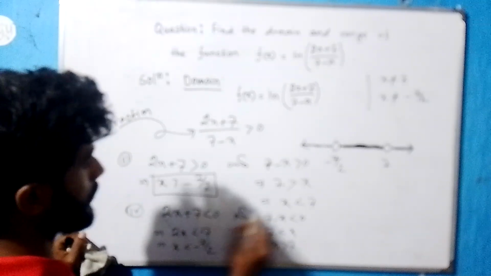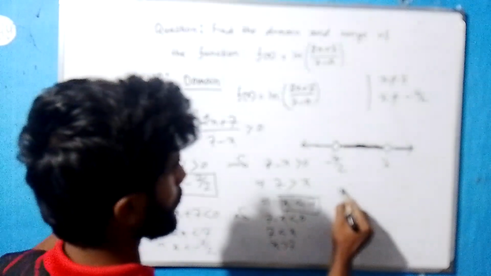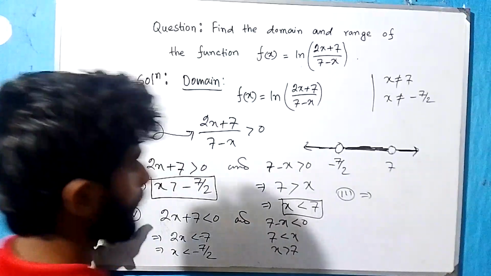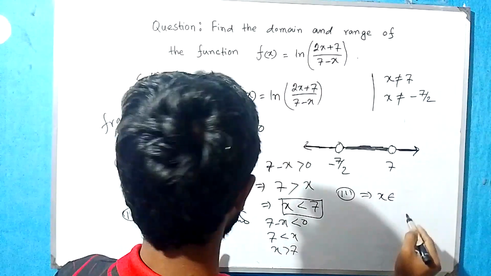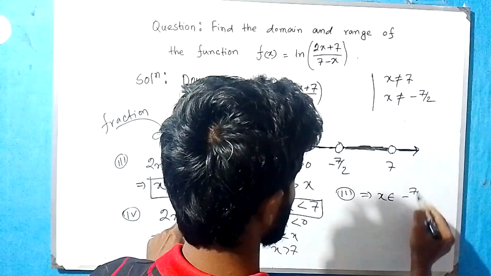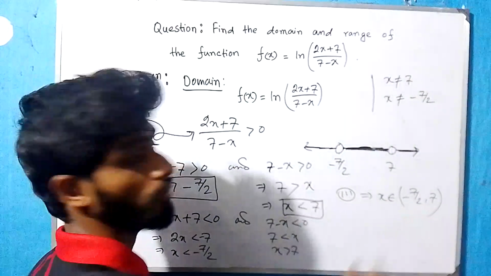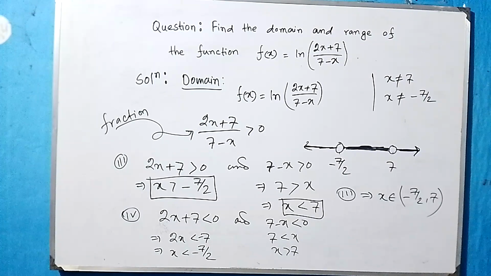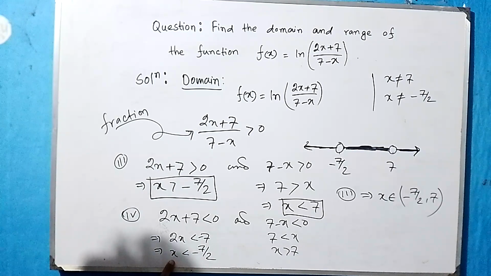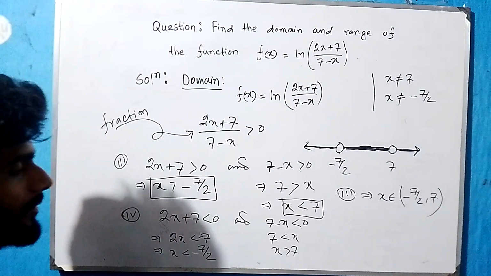So this and this, that means 3. So our observation 3 implies that x lies in negative 7 by 2 to 7, and we cannot take these two endpoints, right? Okay, now from this, x is less than negative 7 by 2 and x is greater than 7.